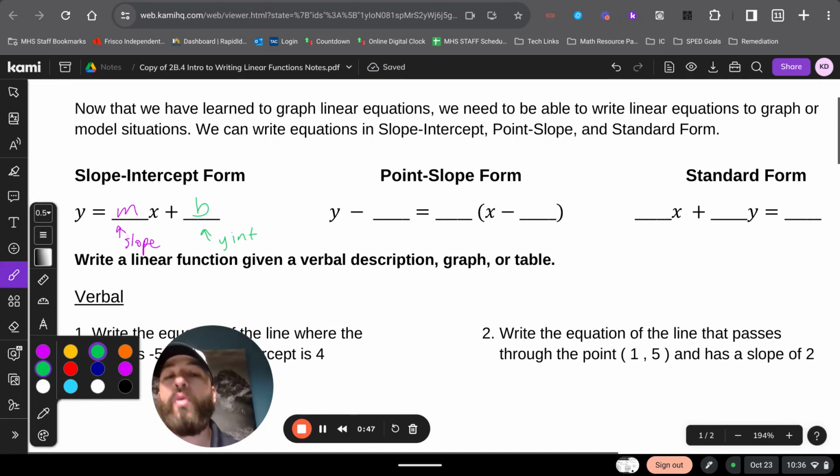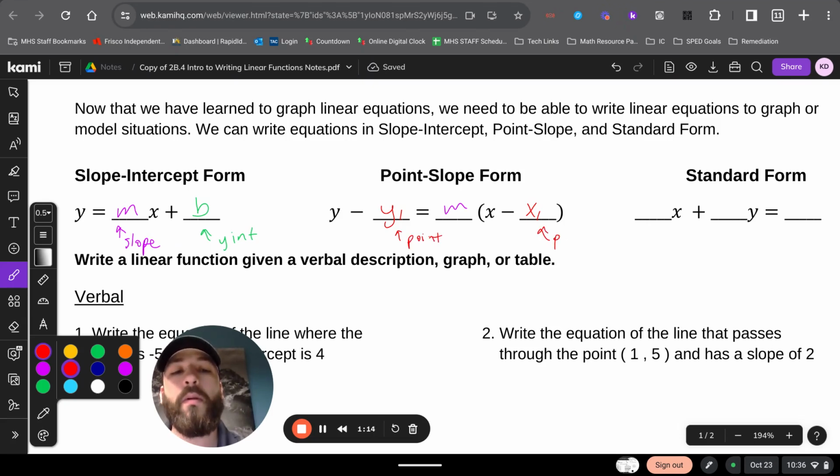Then we have our point-slope form, which can be useful if we don't have the y-intercept, but we do still have slope, because once again, it does involve that slope, but then it involves that actual point, that y1 and that x1. So y minus y1 equals m times x minus x1. And of course, this is my point, and my m, once again, is still that slope.